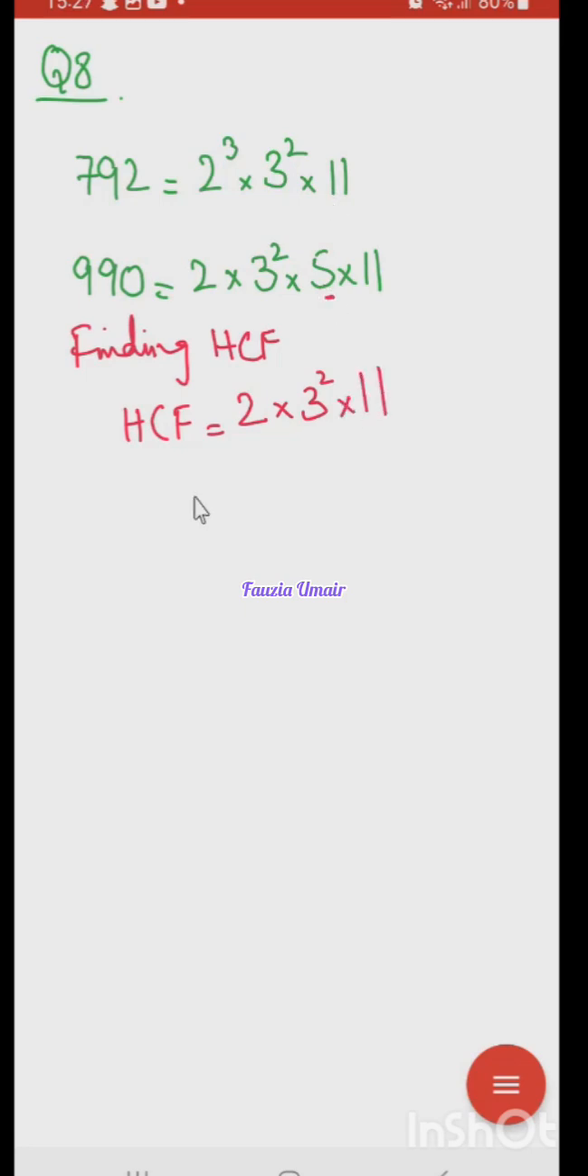So you have the HCF: 2 into 3 square, which is 9, into 11. 9 twos are 18, or 11 nines are 99. Double 99, it is 198. Sorry, 198, that's right. 2 into 99 gives you 198.